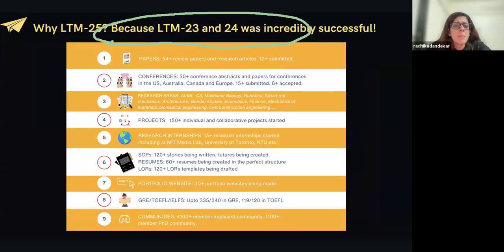This is some of the success stories that we have. We have a lot of students that have completed different projects, who have converted projects into research papers, who have done different research internships, and we've helped students write over 100 resumes, SOPs, and LORs.